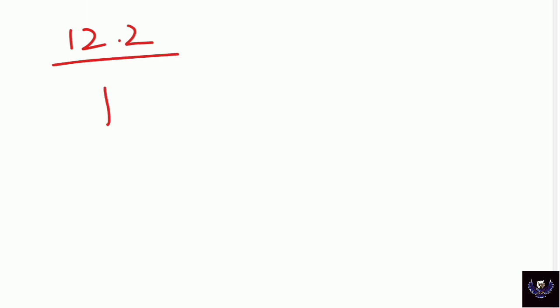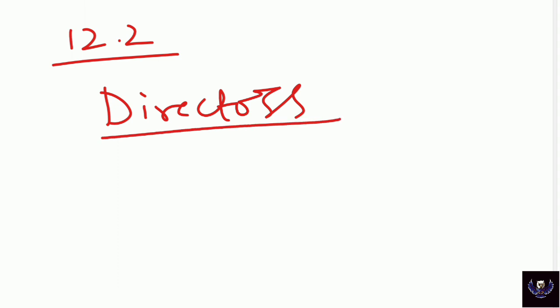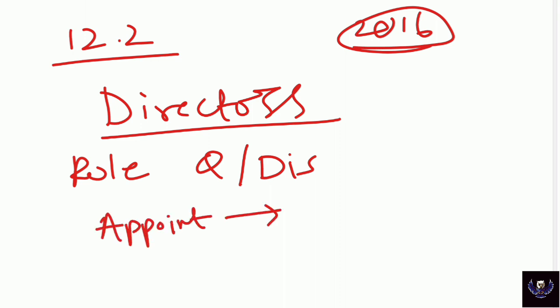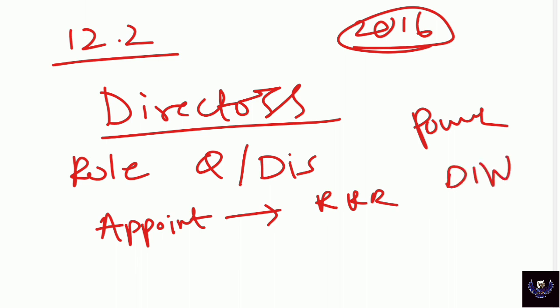It's simple: directors. Okay. So compared to the syllabus of 2016, a lot of portions got deleted regarding the topic of directors. So there are very few topics: what is the role of the director, qualifications and disqualifications. Then again the appointment. After the appointment you are having triple R: remove, retire, resign. Okay. Then what are the powers of the directors and what is the DIN, director identification number.